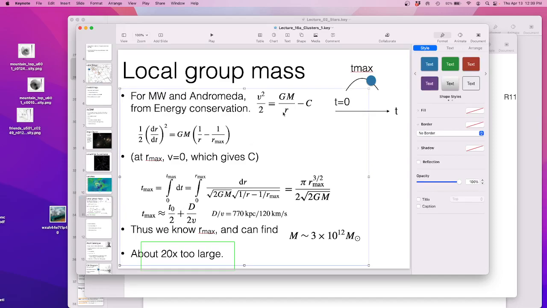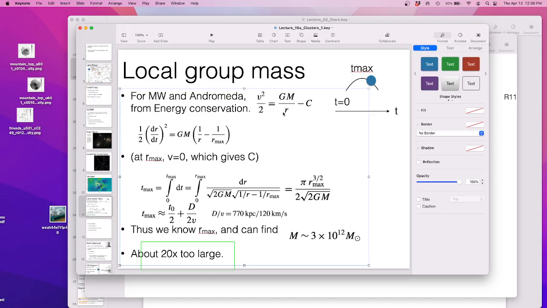So let's just try to get a mass of the local group by looking at what Andromeda and the Milky Way are doing together. And this is going to give us a mass that's 20 times larger than the combined mass of Andromeda and the Milky Way.